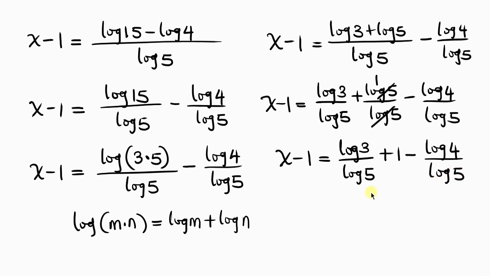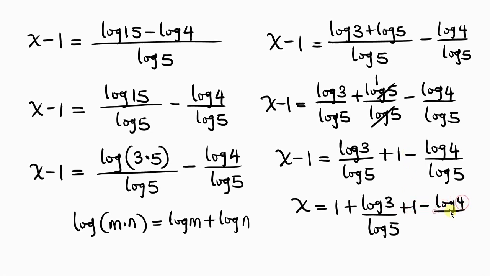Very good. Now let's move negative 1 to the right hand side in order for us to get the value of x. So we have x to be equal to, as negative 1 crosses to the right, it becomes plus 1. I've already got plus log 3 over log 5, then plus 1 minus log 4 all over log 5. Very good.